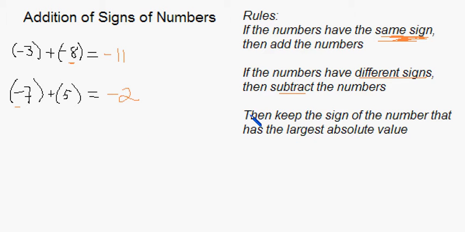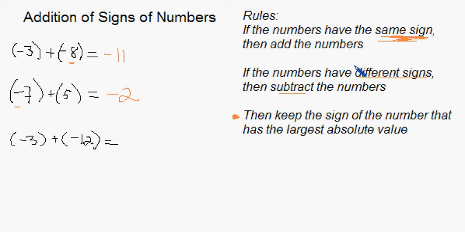So remember, it always goes back to this final sentence here. You have to make sure that at the end you keep the sign of the number that has the largest absolute value. So let's take a look at another example. Say that we have -3, and we're adding it to a -12. Now we have a -3 plus a -12.